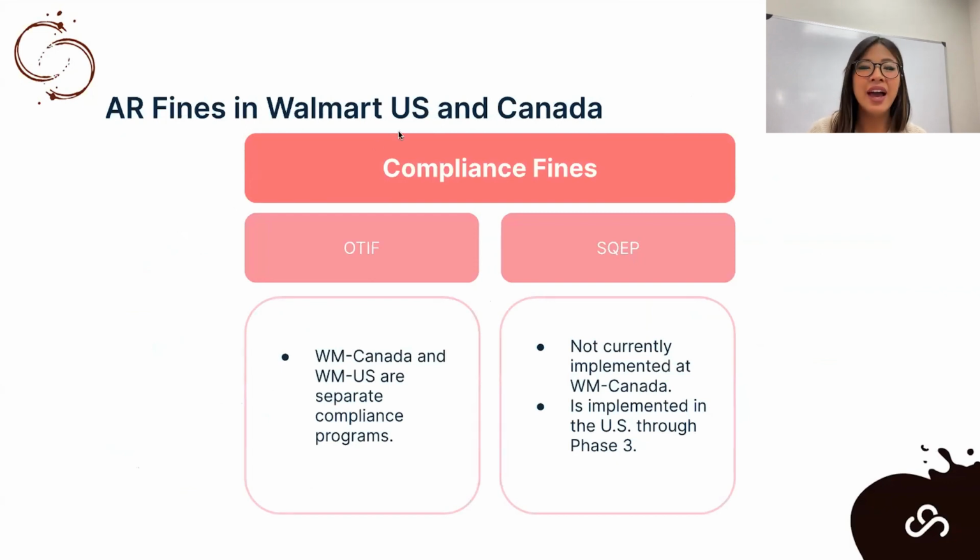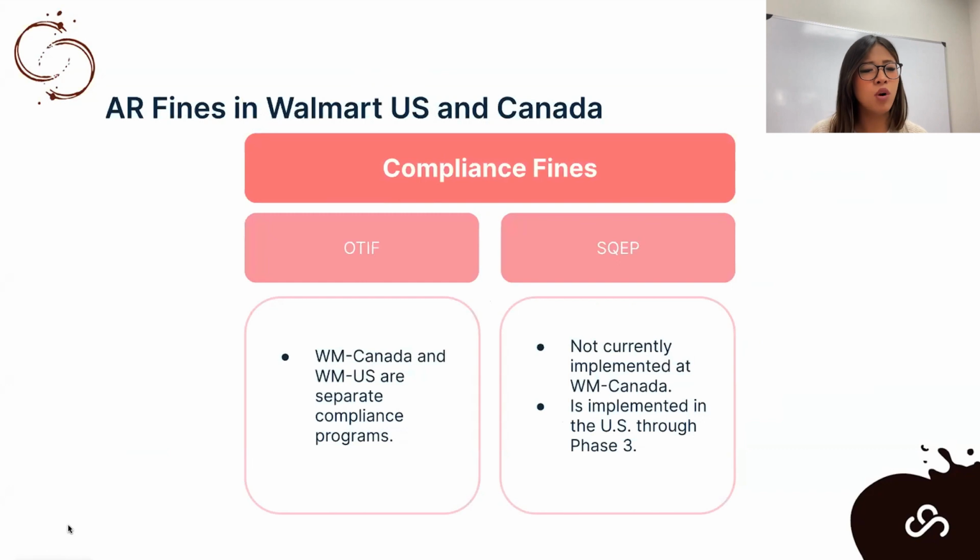So AR fines in Walmart US and Canada, as I mentioned, are really broken up into OTIF and SQEP. Walmart Canada and Walmart US have separate compliance programs, so we'll cover the differences between the two in a little bit. SQEP is not currently implemented in Walmart Canada, but it has gotten through 4 phases, in case you didn't know. We've already implemented up to phase 3, and we have heard that phase 4 should be coming shortly. So just be aware of the differences in those 2 programs.